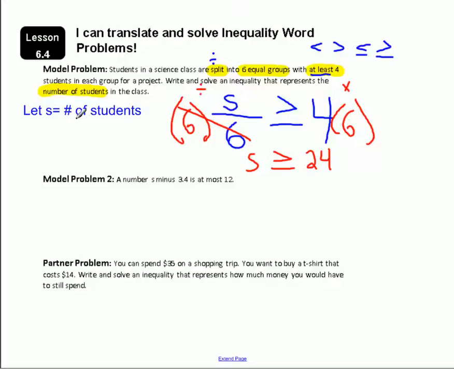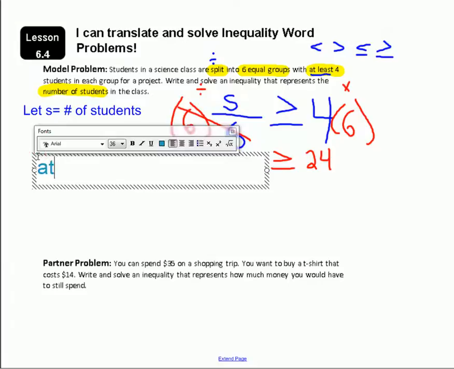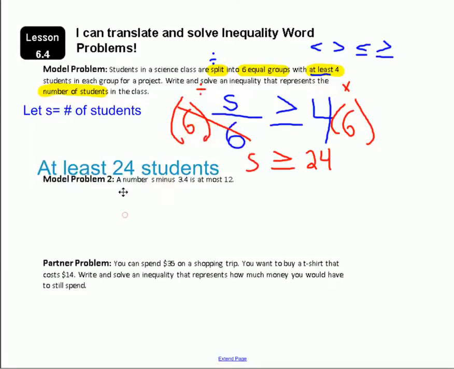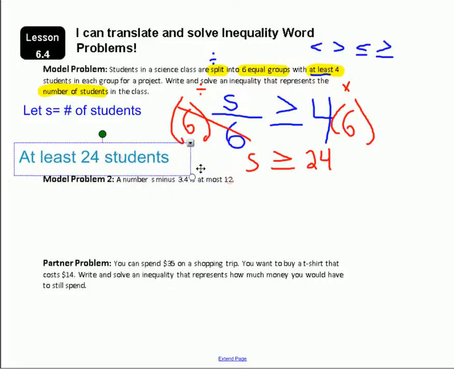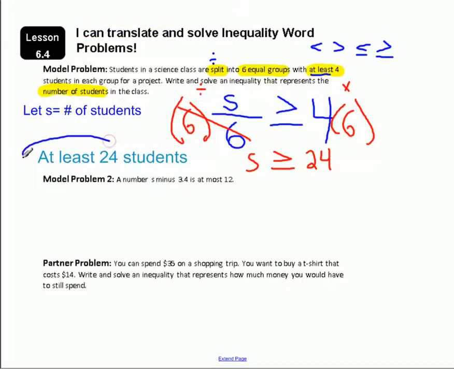So my answer would be, I'm going to use the same clue word, I have at least 24 students. So I'm going to type that as my answer, and I want you to box that out. Okay, so that's my answer. I use the same clue word that they gave me, except I am using it in my answer. So my answer is my class has at least 24 students in it. Didn't mean to do that, sorry.